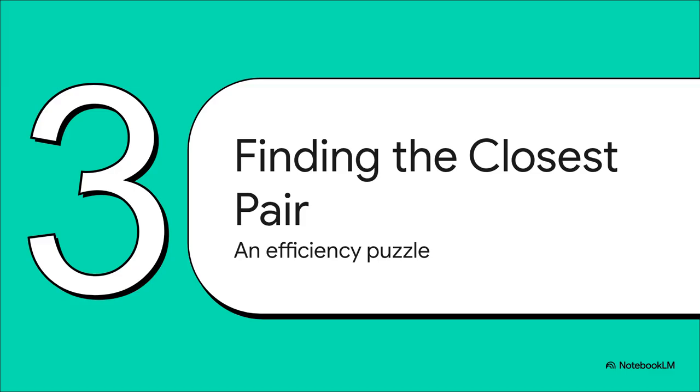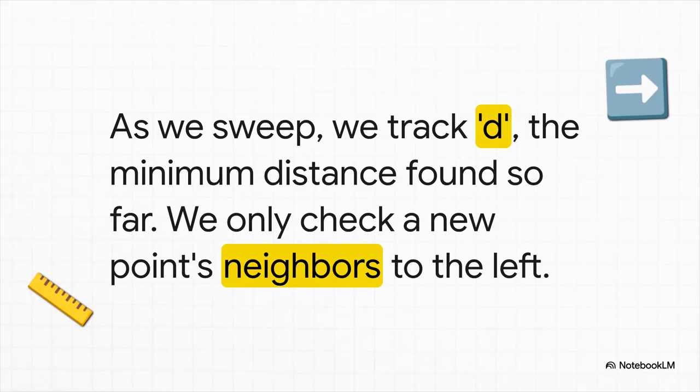This is another classic. You're given a bunch of points scattered on a plane, and your job is to find the 2 that are closest together. And you guessed it, we're going to use our sweep line to beat that slow brute force check. So, the strategy is pretty similar. We start by sorting all the points by their x-coordinate.